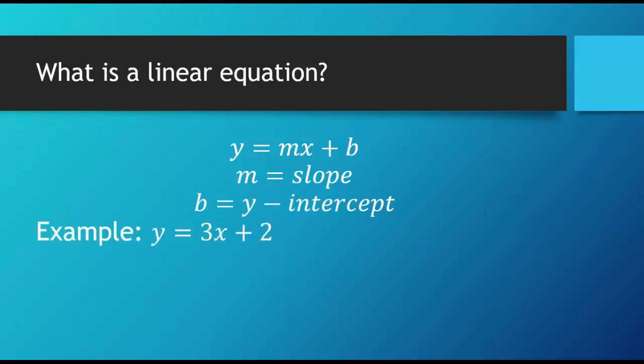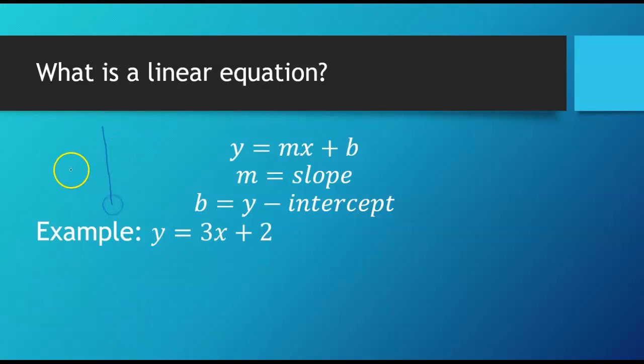So let's look at an example. We have y equals 3x plus 2. What this is telling me is that my slope is 3 and my y-intercept, that's where it crosses the y-axis, happens at 2. So if I were to graph this, this is going to be a straight line on a graph. That's why it's called a linear equation.